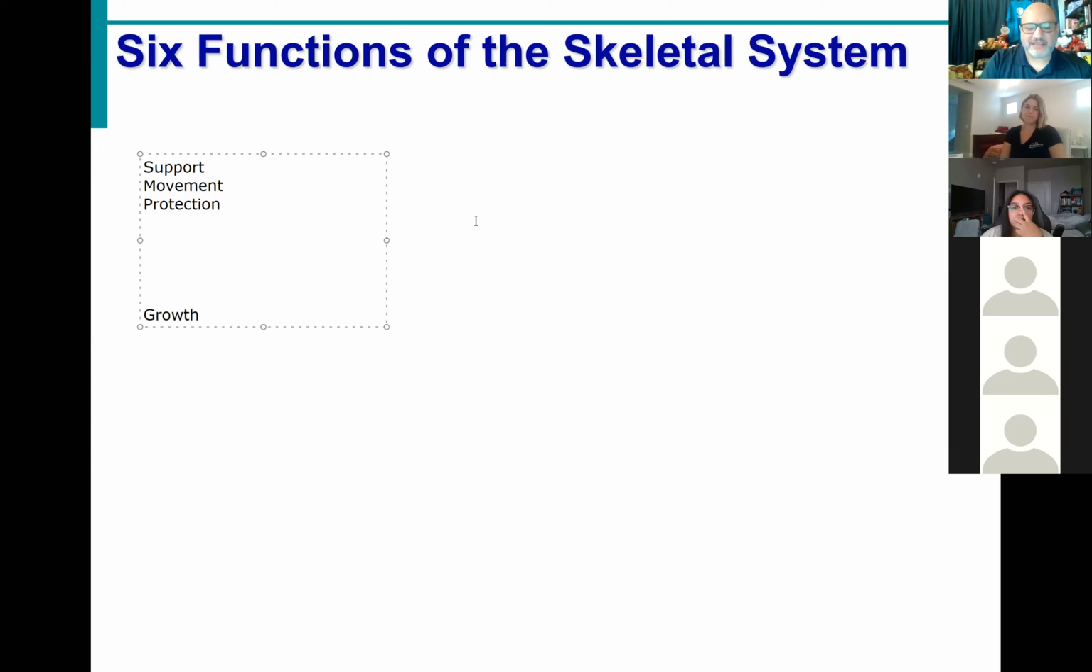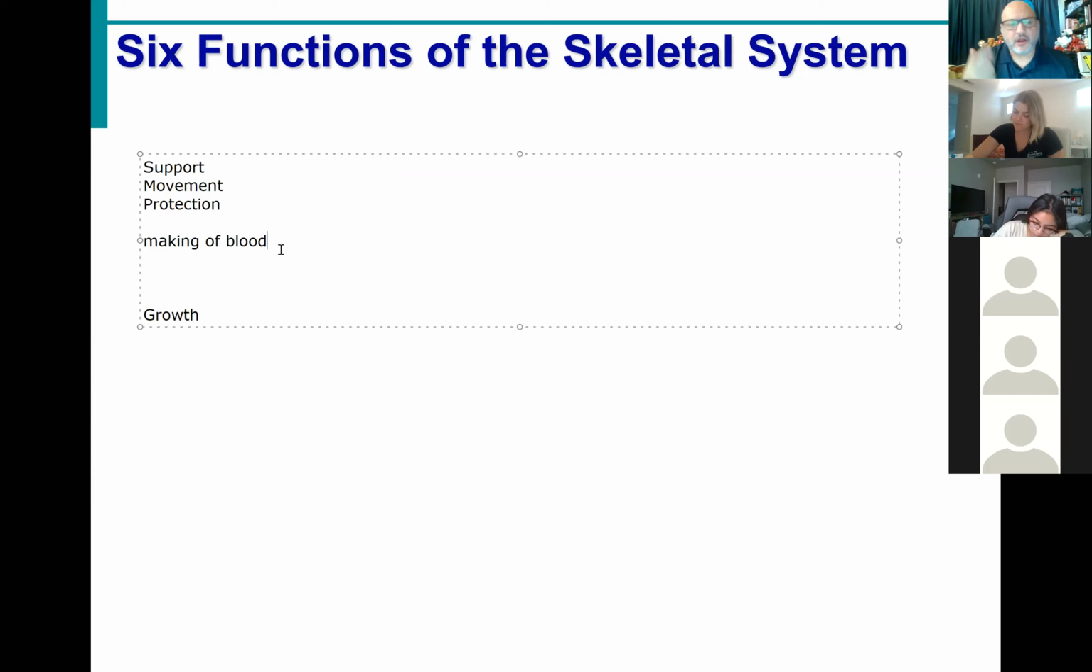There you go. I like the making of the blood. All of the formed elements of our blood are made in our skeletal system. Where? Where do we make all of the formed elements? Bone marrow. In the bone marrow. Can we be more specific though? Ah, there we go. Red bone marrow. Red bone marrow. Yeah.